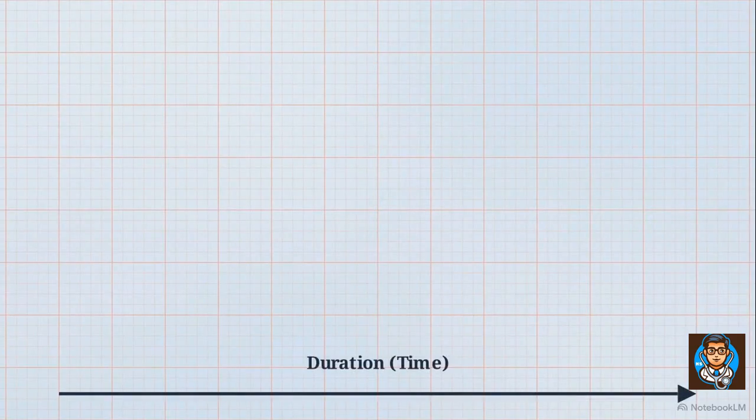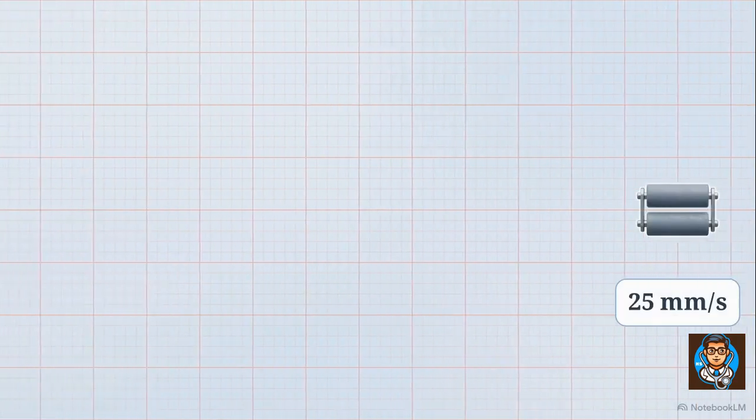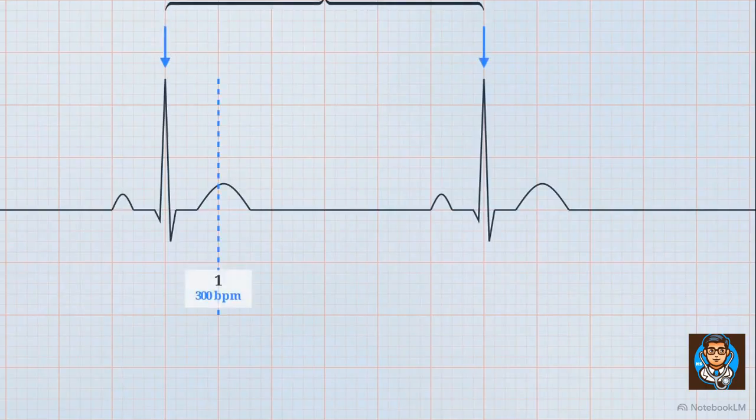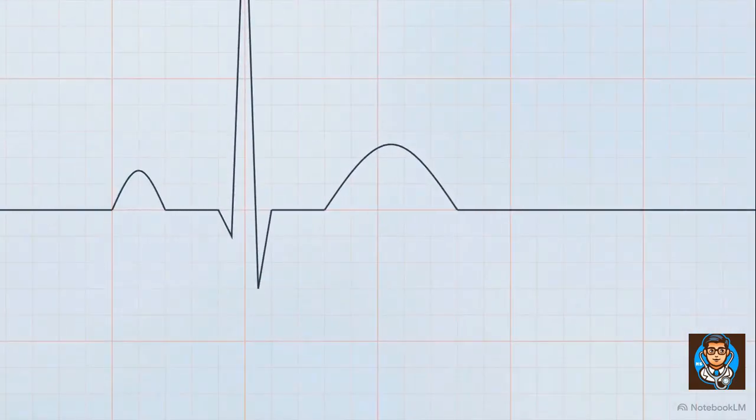The horizontal x-axis measures duration. One small square equals exactly 40 milliseconds, making one large square equal to 200 milliseconds. This math works because the machine is calibrated to pull the paper at a strict, continuous velocity of exactly 25 millimeters per second. Because the paper moves at that fixed speed, the heart rate can be determined by counting the large squares between R waves. One square is 300 beats per minute, two is 150, then 100, 75, 60, and 50.